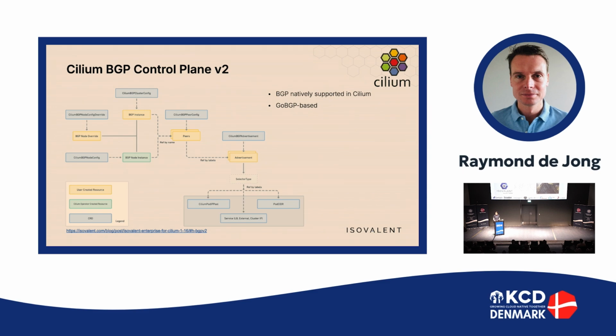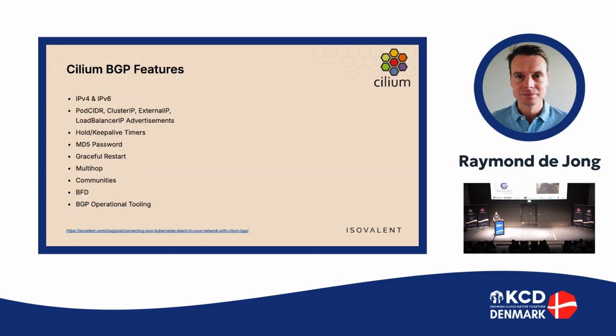The Cilium BGP control plane v2 is built to automatically and dynamically configure your nodes as BGP routers. We're going to focus on the Cilium BGP cluster config, the Cilium BGP peer config, and the Cilium BGP advertisement CRDs you can use starting in Cilium 1.16 to achieve that.